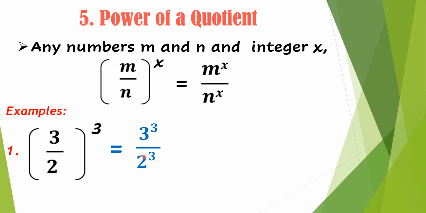And then, since this, their base is a number, pwede pa natin yung masimplify. 3 raised to 3, ibig sabihin, imamultiply mo si 3 ng 3 beses. Kaya 3 raised to 3 is equal to 27. And then 2 raised to 3, ibig sabihin, imamultiply mo si 2 ng 3 beses. Kaya 2 times 2, 4 times 2 is 8. Therefore, ang final answer natin dito is 27 over 8.